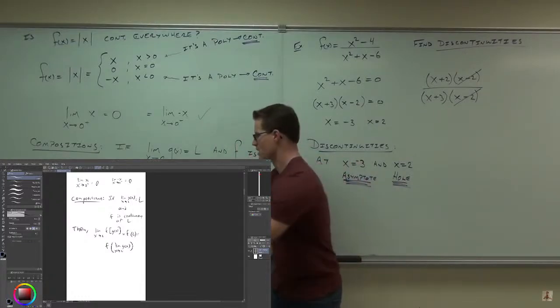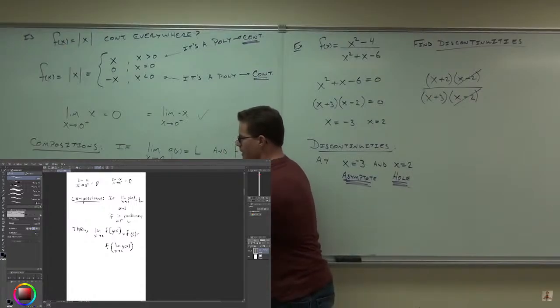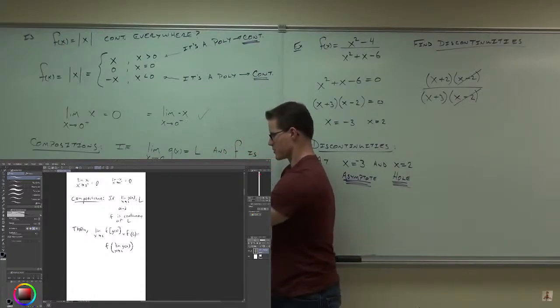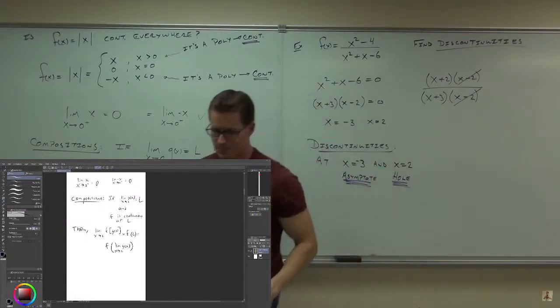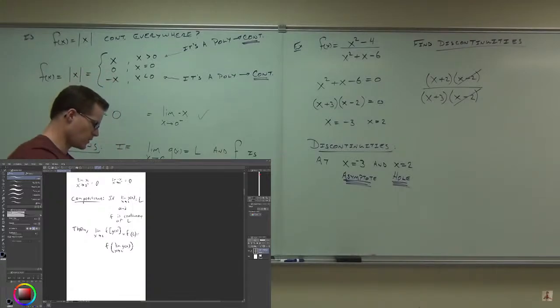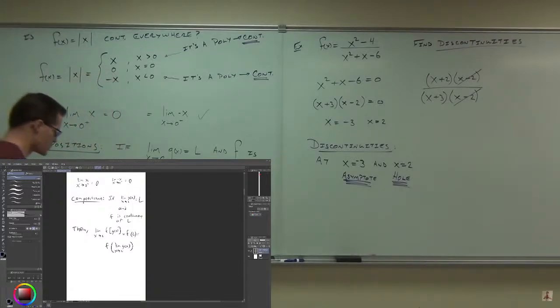Since that happens, we can make that jump and say, oh, but wait, L is equal to the limit of g of x as x approaches c. And that proves our composition for us. We can separate limits by composition.